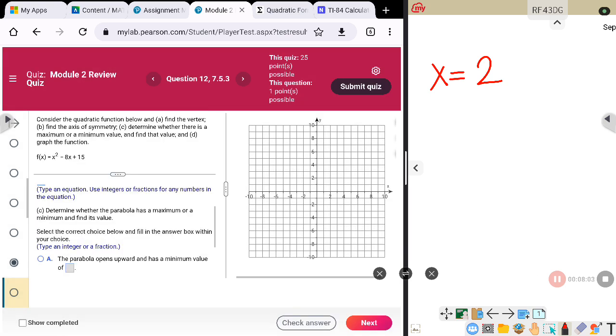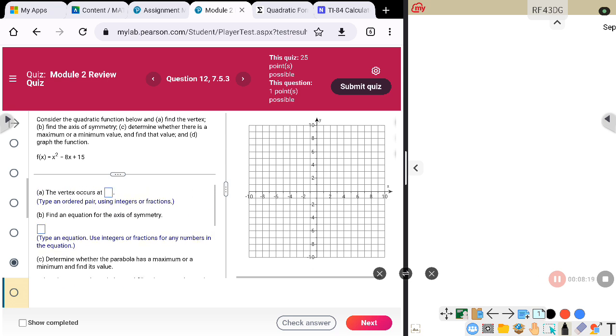Now, on this next problem, it's asking me the same questions, but it's not going to show me where the vertex is. I have to find it on my own. So my function is f of x equals x squared minus 8x plus 15. And I'm going to find the vertex.